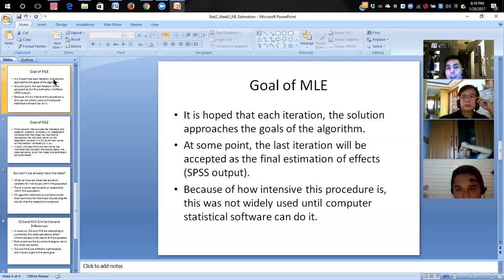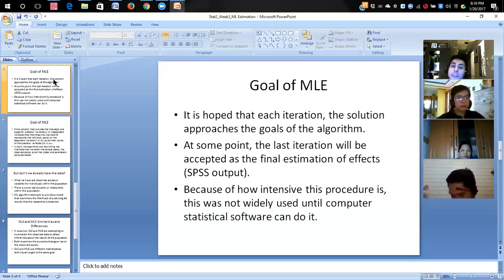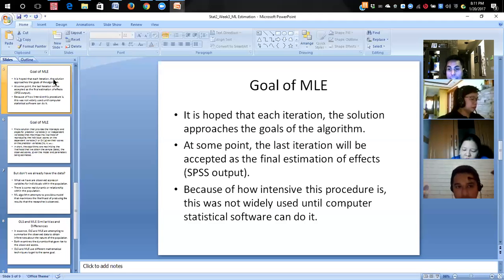Because of how intensive this procedure is, it was not widely used until computer statistical software could do it. So now, regression using generalized linear modeling is widely used, because you don't need a mathematician anymore to calculate your sample data in an iterative manner, because the computer can do it for you. This is one of the major breakthroughs and one of the key developments in statistics. And this is one of the reasons why regressions are now becoming very popular.